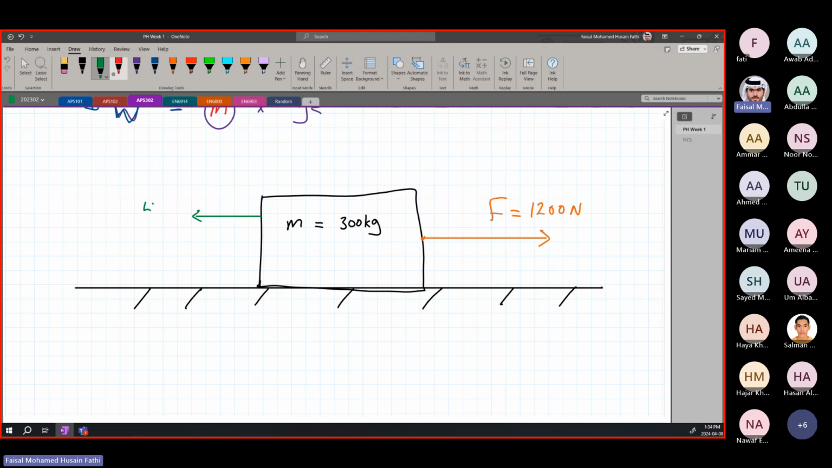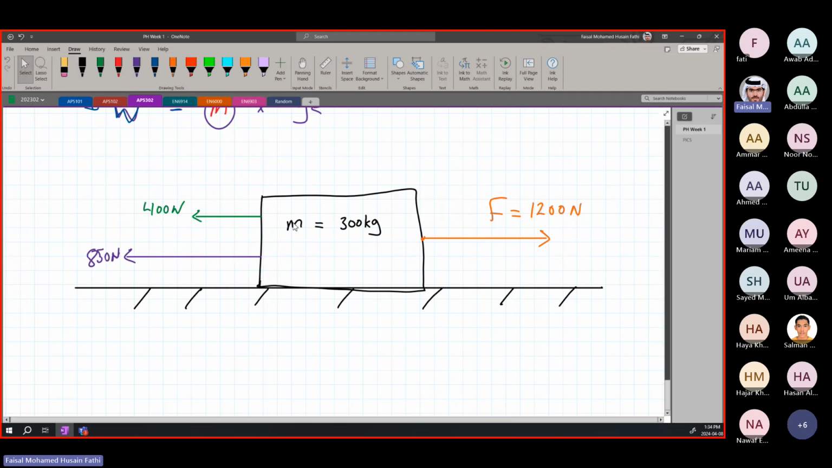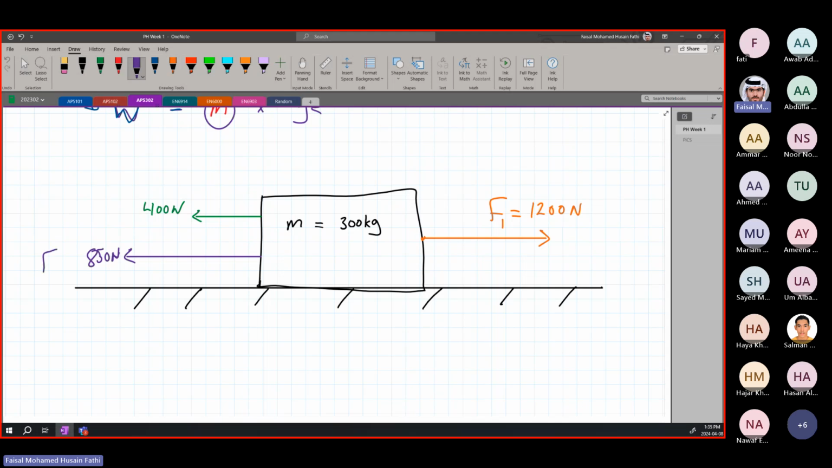One guy is pulling it with 400 newtons and another guy is pulling it with, let's say, 850 newtons. So we have a box weighing 300 kilos, one person pulling it here, and two other people pulling it in the other direction. Now of course there will be an acceleration, but we do not know the direction. Why? Because we have three forces here. We have F1 over here, we have F2 and F3 over here, this is F3, and we have F2 over here.